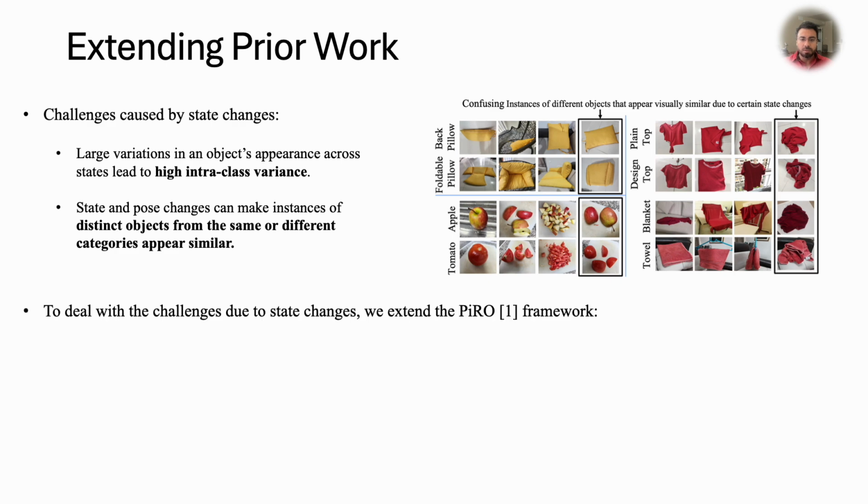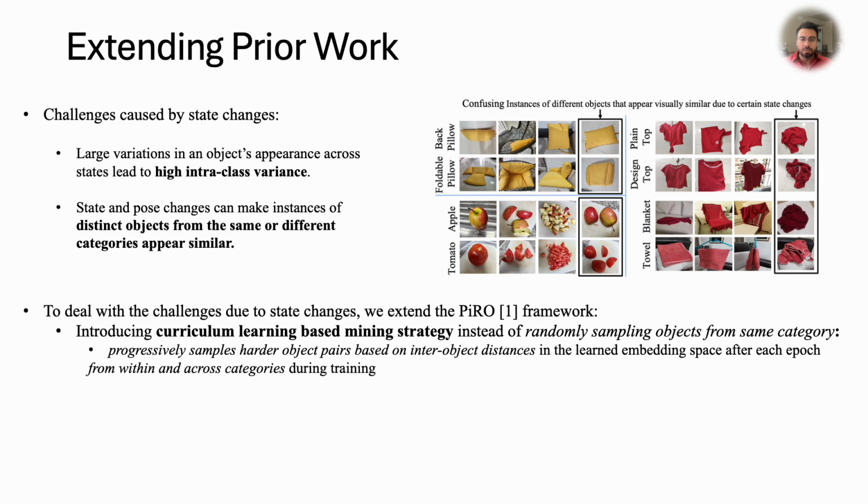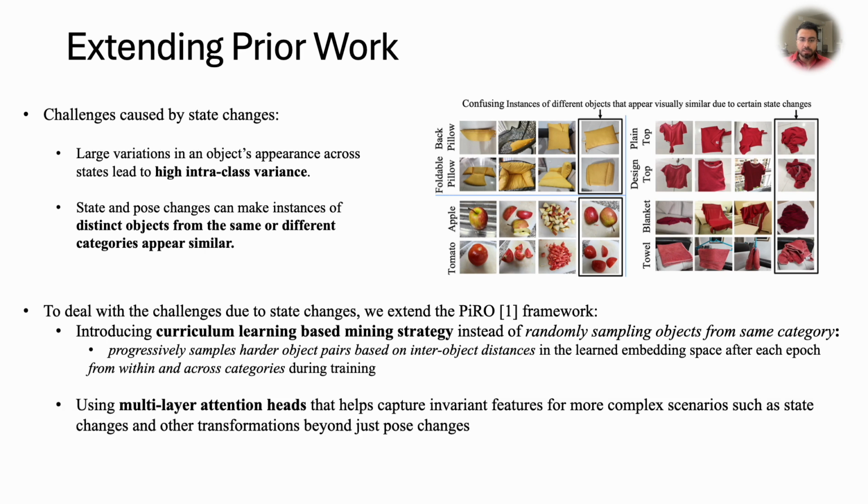To deal with these challenges due to state changes, instead of randomly sampling from the same category like Pyro, we introduce a curriculum learning-based mining strategy that progressively samples harder object pairs based on inter-object distances in the learned embedding space, both from within and across categories. Secondly, instead of single-layer attention heads, we use multi-layer attention heads to capture invariance across complex state changes.